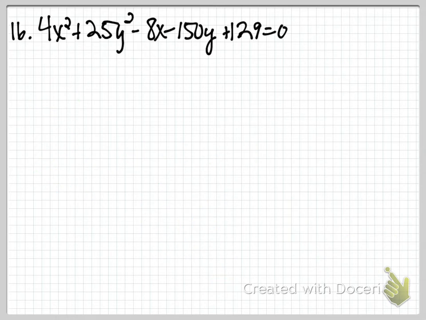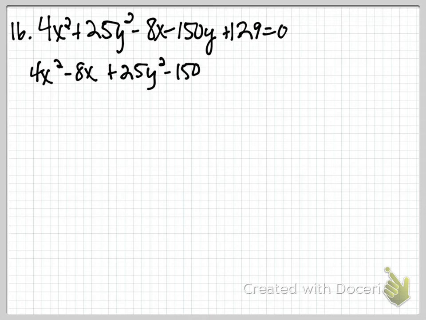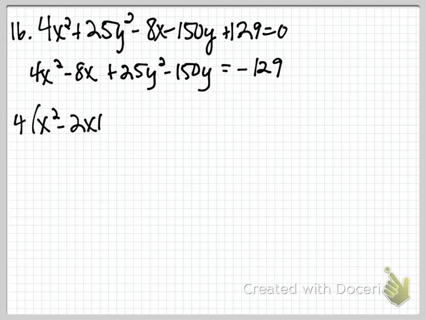Okay, now completing the square for ellipses. So group your X's and Y's and move over to something that doesn't have a variable attached to it. So we have 4x squared minus 8x plus 25y squared minus 150y equals negative 129. Now again, completing the square, you have to have a positive 1 in front of x squared and y squared. So from the x's, I'm going to factor out a 4. And from y, I'm going to factor out a 25.